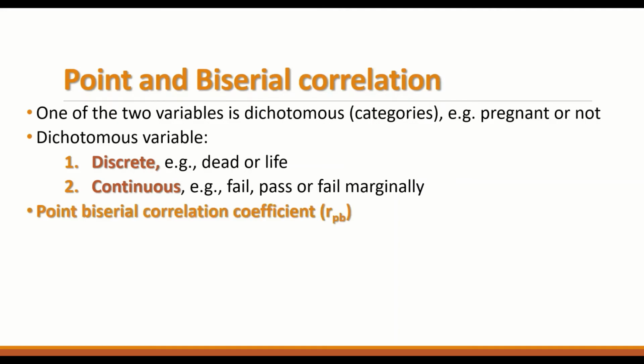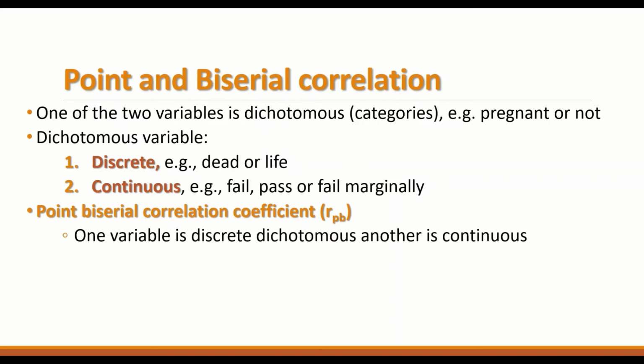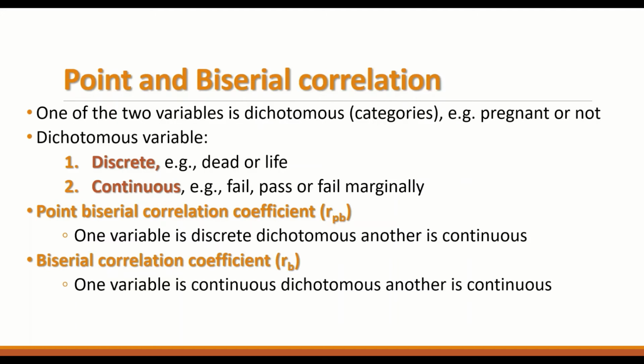So there are two tests: point-biserial correlation coefficient, in which one of the variables is discrete dichotomous and the other is a continuous variable. However, in biserial correlation coefficient test, one of the variables is continuous dichotomous and the other is a continuous variable. So that is the difference between those two tests.